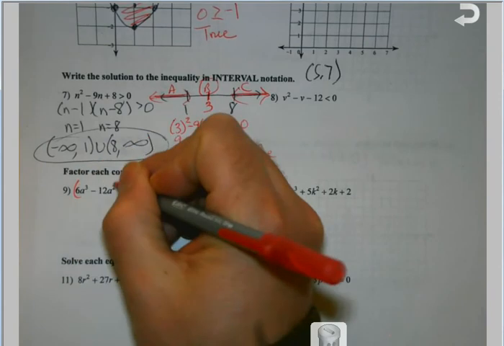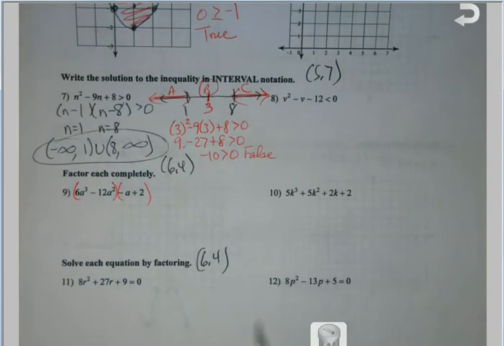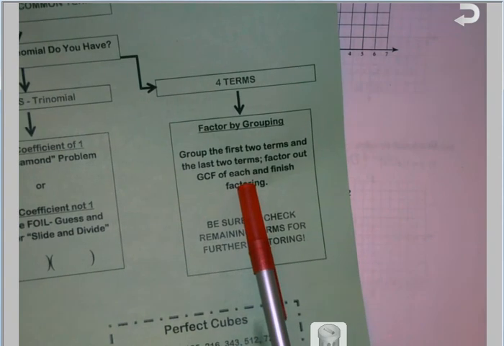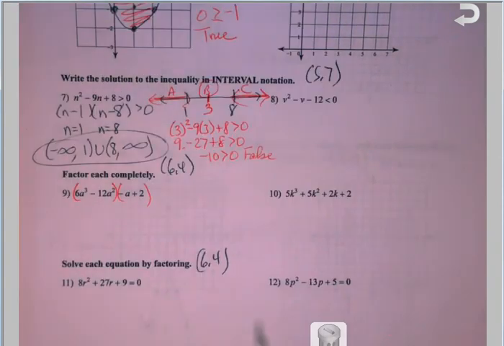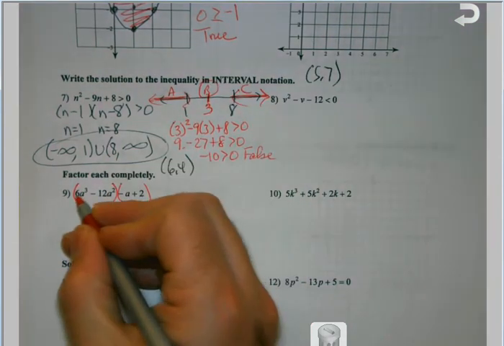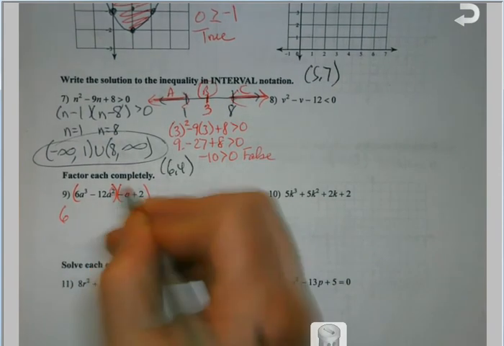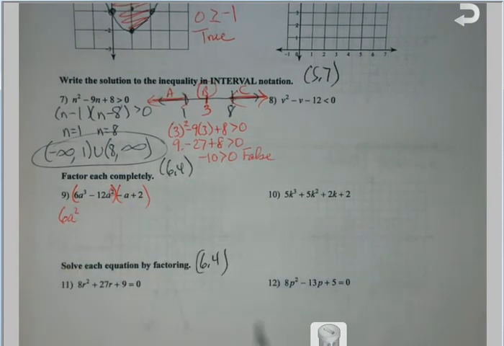Okay, factoring. If I see 4 terms, factor by grouping. Group the first 2 terms, the last 2 terms. Factor out the GCF of each and finish factoring. Okay. I can take a 6 out of both of those. It's important I get the biggest number. Smallest exponent.